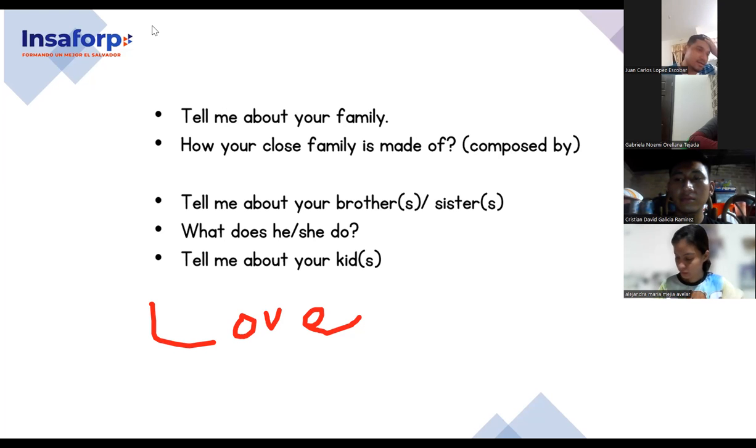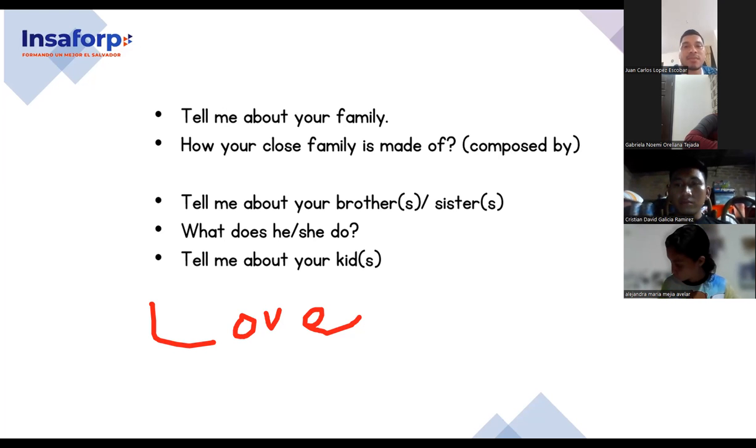Wendy, ¿cómo lo puedo nombrar? Kelly, she studying odontología, no sé. ¿Cómo se puede decir? Que ella estudia odontología en la universidad. She studies. Ella está estudiando dentistry. ¿Cómo se puede decir? Ella está estudiando de dentista en la universidad. Oh, she is studying dentistry. Dentistry. Okay, very good.